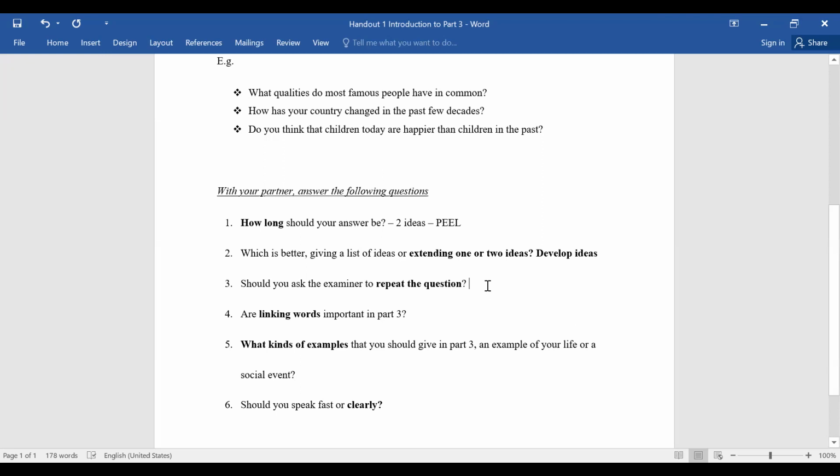Thuang, can you give us some benefits of asking the examiner to repeat the question? I think it's to give us clearly the question and understand fully before answering. Exactly. Correct. You can understand the question clearly, and in some situations, you have more time to think about the question, right? Thank you, Thuang.